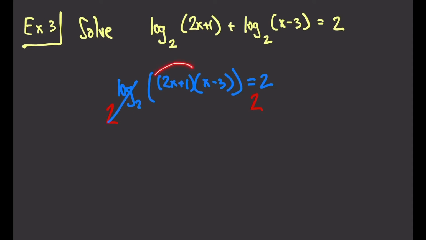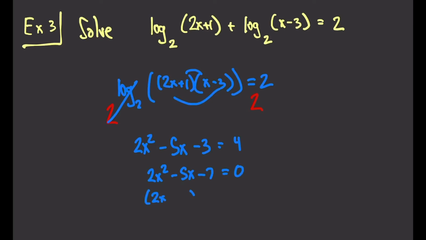While I'm at it, why don't we just multiply those two binomials together? That's going to give me 2x squared. This gives me a negative 6x and a positive 1, so that's going to be negative 5x minus 3 equals 2 squared, that's 4. So I'll subtract 4 over, that's going to give me 2x squared minus 5x minus 7 equals 0.